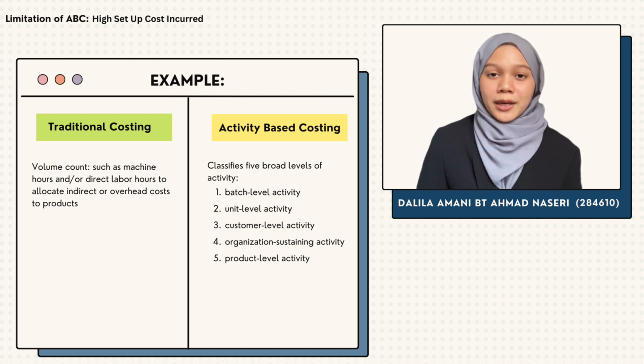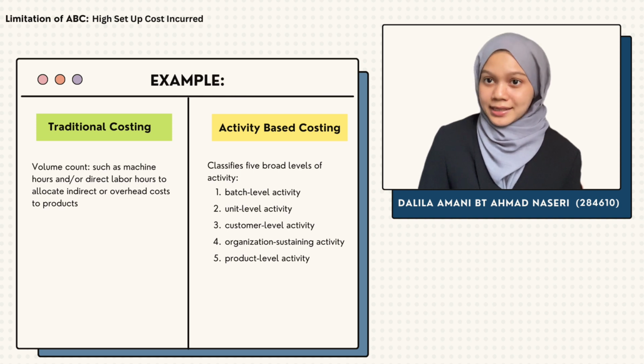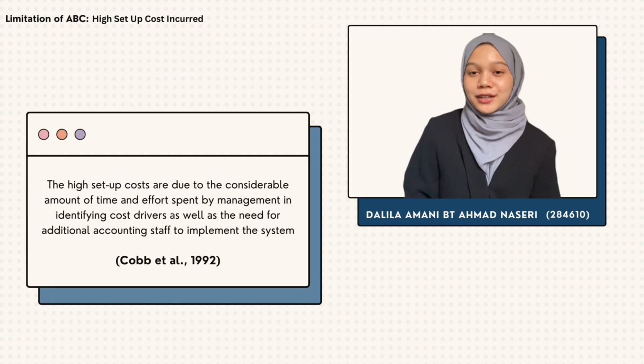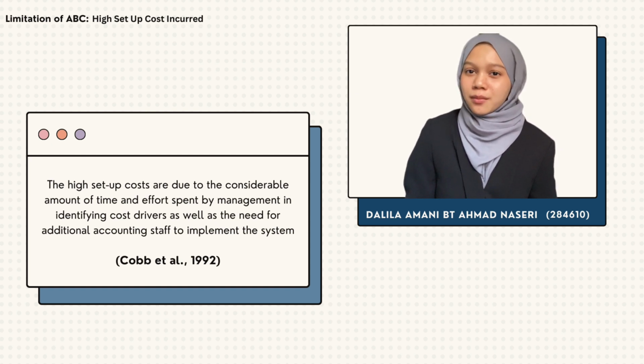ABC systems require management to estimate cost of activity pools and to identify and measure cost drivers to serve as allocation basis. Even basic ABC system require many calculations to determine cost of product and services. These measurements are costly, and activity cost rates also need to be updated regularly. Furthermore, according to BKAM2013, the high setup costs are due to the considerable amount of time and effort spent by management in identifying cost drivers, as well as the need for additional accounting system to implement the system.